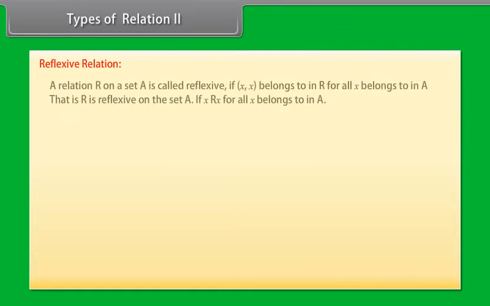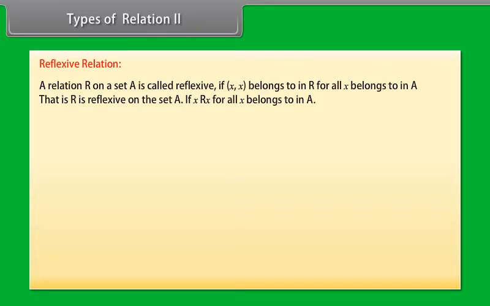Types of relation 2. Reflexive relation. A relation R on a set A is called reflexive if (x, x) belongs to R for all x belongs to A. That is, R is reflexive on the set A if x is related to x under the relation R for all x belongs to A.